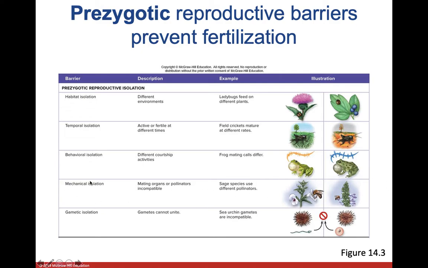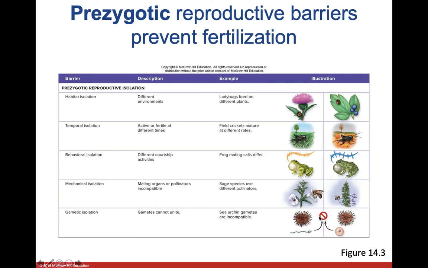Now the next one is going to be mechanical isolation. And this is going to occur when the organisms don't line up for mating. The genitals don't line up. This would be like the concept of a Great Dane and a Chihuahua. Now they're the same species of dog, but you kind of get the idea. Or they use a different type of pollinator. The particular plant uses a honeybee, whereas another type of plant uses a fly.